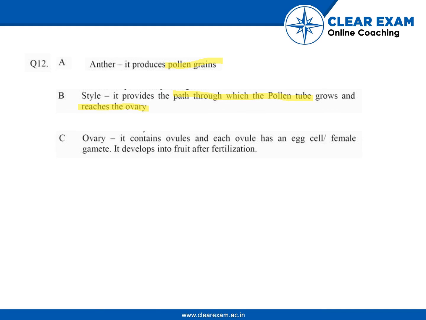Ovary, it contains ovules, and each ovule contains an egg cell, that is the female gamete, through which the male gamete fuses and develops into fruit after fertilization.